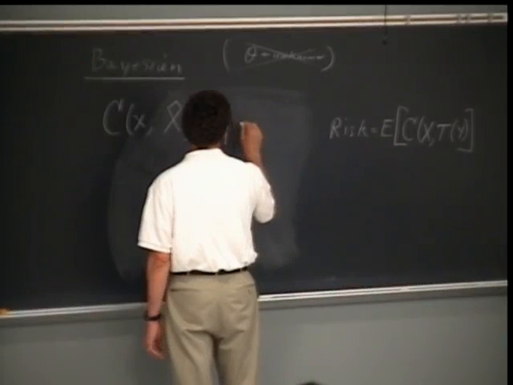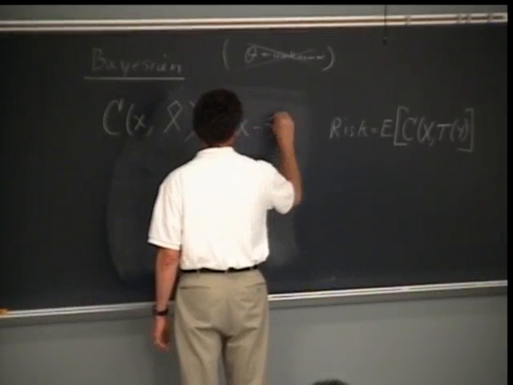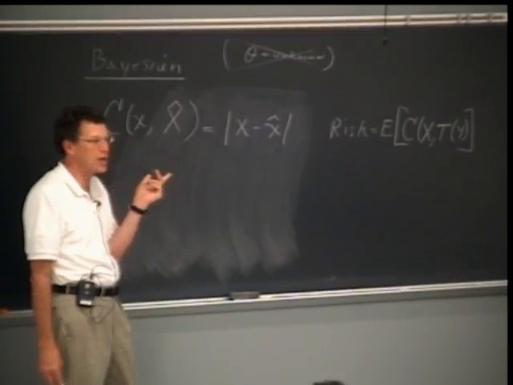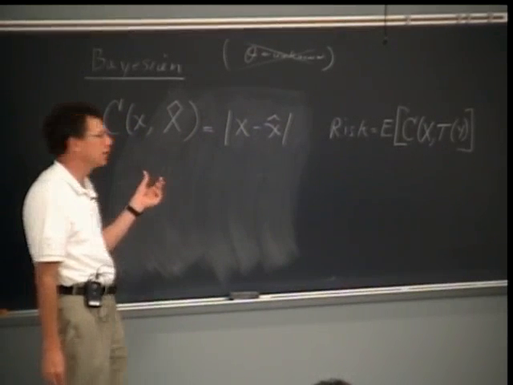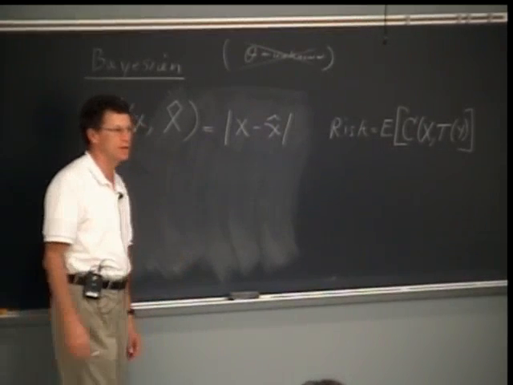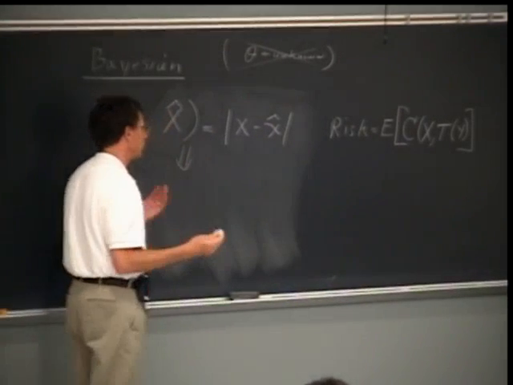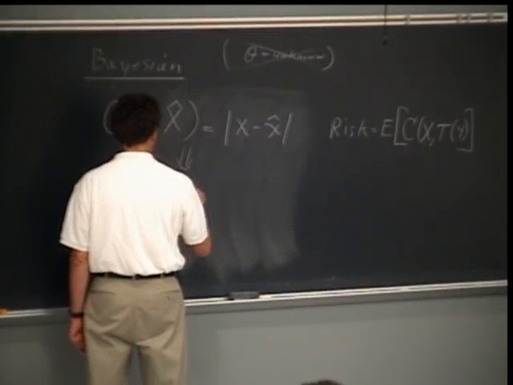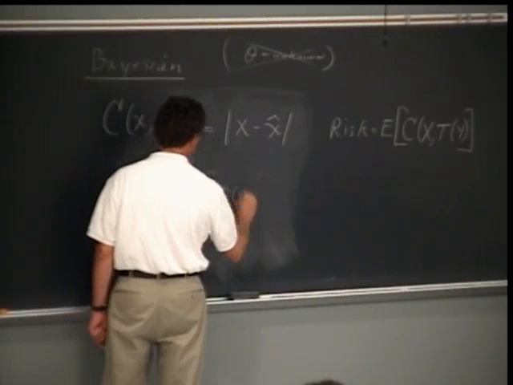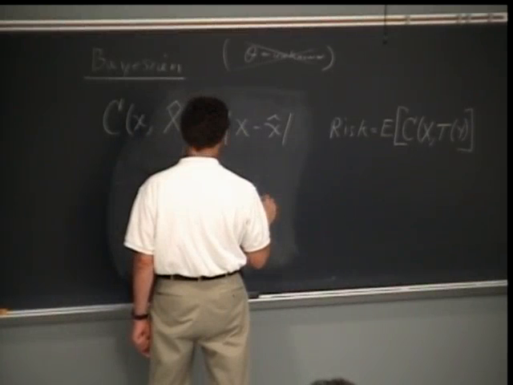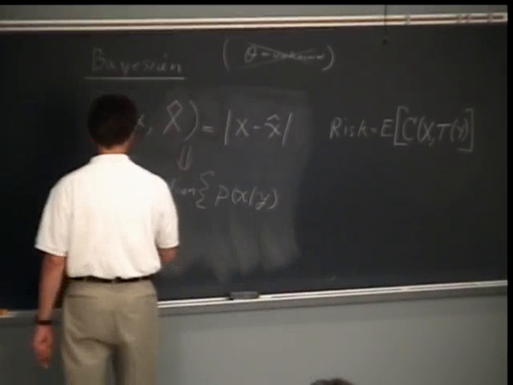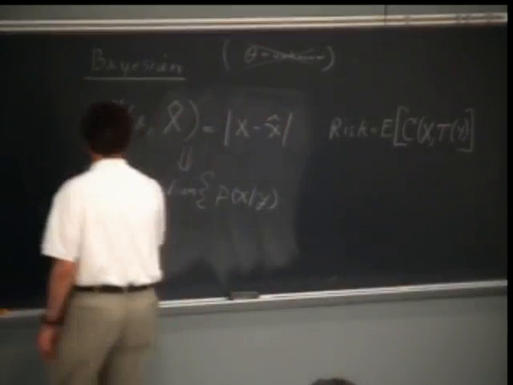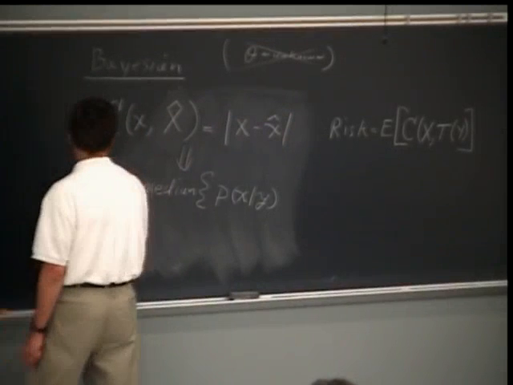You could have the absolute value of X minus X hat. If you have the absolute value, then the minimum risk estimate is not the conditional expectation, but the conditional median. I'll let you do it as a homework problem, but basically it's the median of the conditional distribution of X given Y. So that's the optimal solution, and I can write that as T of Y. So that's the optimal estimator.